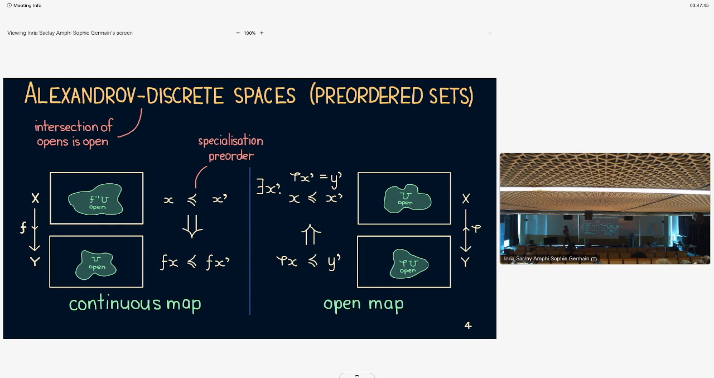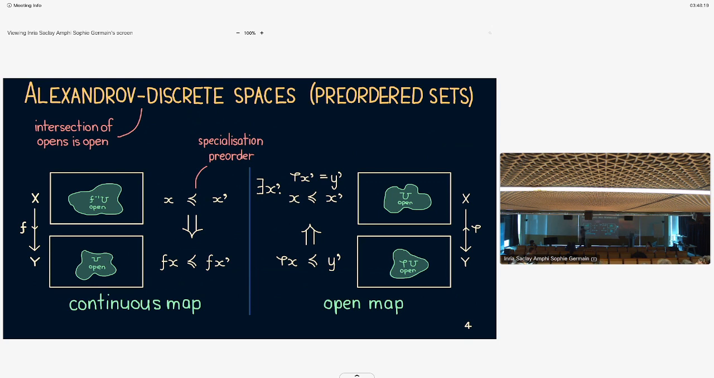On the preordered set side, the usual notion of morphism between preordered sets is monotone maps. So if x is less than or equal to x prime, then f(x) is less than or equal to f(x prime). And under this correspondence between preordered sets and Alexandrov discrete spaces, this notion corresponds to the notion of continuous map. There are various ways to formulate what a continuous map is, but one of them is that the preimage of every open set is open.